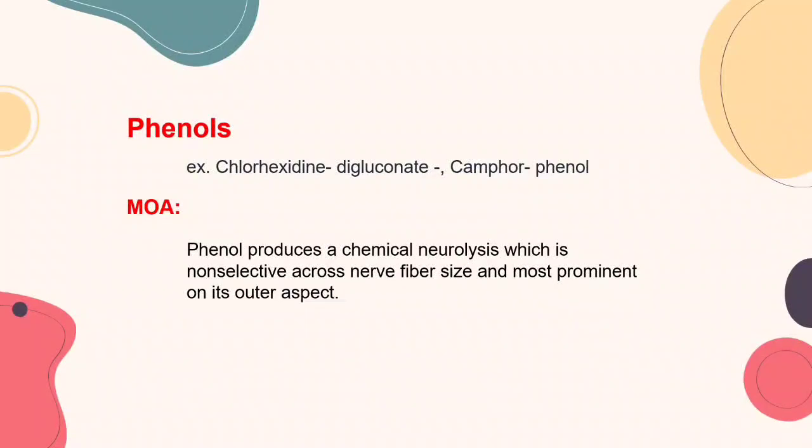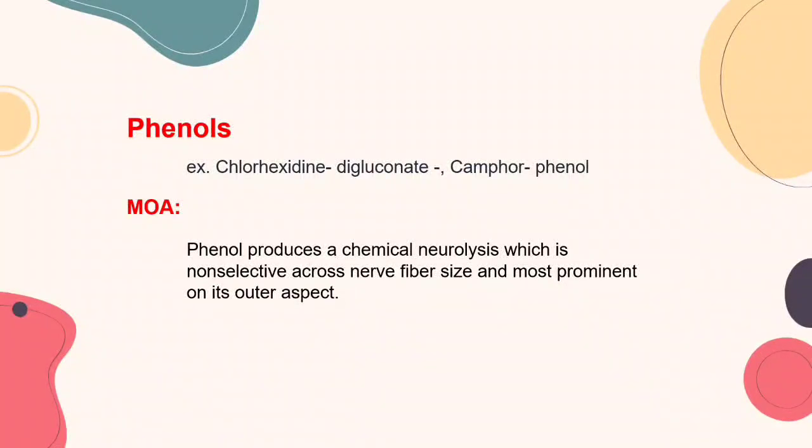Phenols. The examples are chlorhexidine digluconate and camphorated phenol. Phenol is an antiseptic and disinfectant used in a variety of settings. It is known as the oldest antiseptic agent. Phenol can be in the form of injectable solution, mouthwash, oral solution, topical cream, or topical spray. Phenol produces a chemical neurolysis which is non-selective across nerve fiber size and most prominent on its outer aspect. Phenol is rapidly absorbed through the skin and into the lungs. Its main targets are thermolysin and serum albumin.